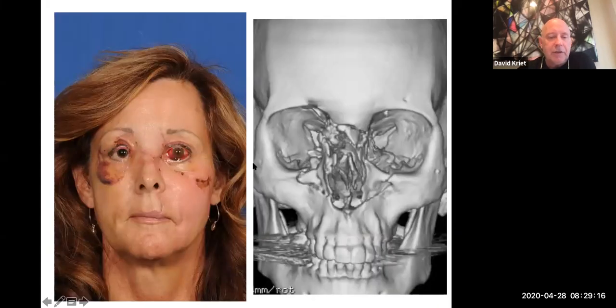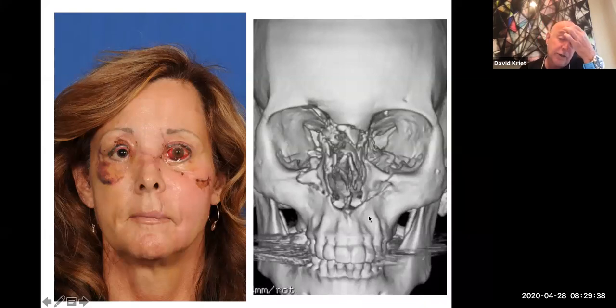This is an example of a patient who actually was riding her Harley and lost control, hit a tree, and was seen elsewhere. And so she's presenting here about a week out. You can see she has this severe nasal orbital ethmoid fracture. She has fractures of her rims.